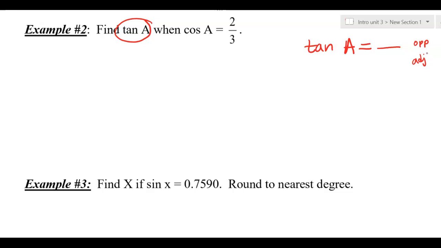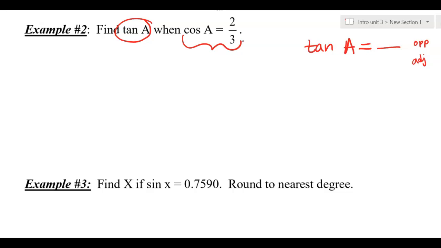The problem is, in this one, there is no triangle already built for you. Okay? They did not give you a picture of a triangle. What did they give you? The cosine. Okay? So I'm going to have to use this myself and build a triangle. So the reason this example is here is if they don't put the picture in front of you, can you guys build the picture?